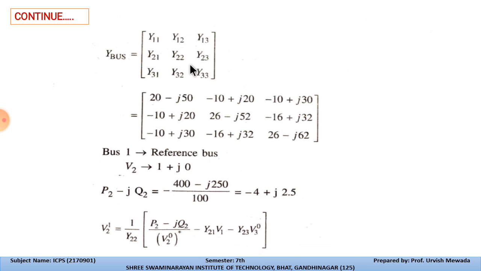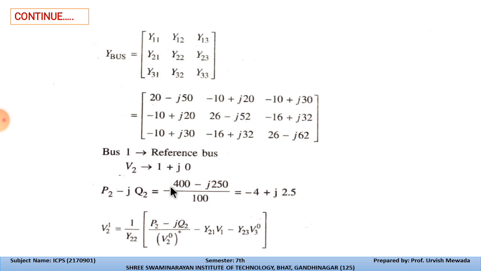After finding the values of all the admittances, form the Y bus matrix. So Y bus is Y11, Y12, Y13, similarly Y21, Y22, Y23, and Y31, Y32 and Y33. By putting these values, we can form the Y bus matrix of the given system, and bus number 1 is considered as the reference bus, or slack bus. So V2 will be 1 plus J0.